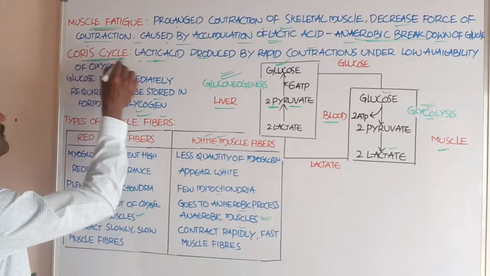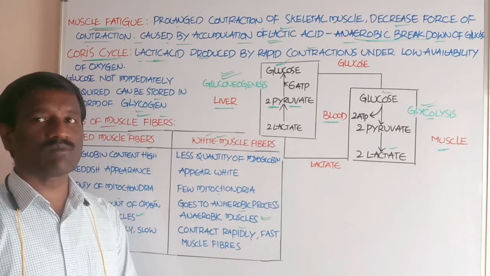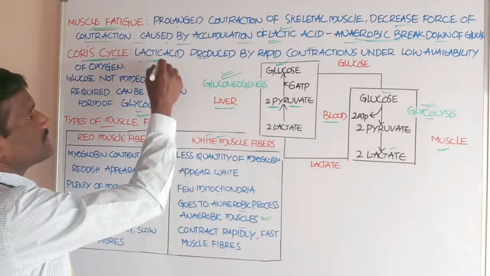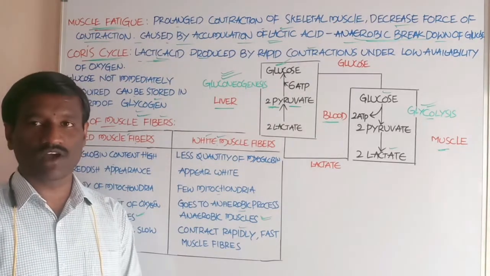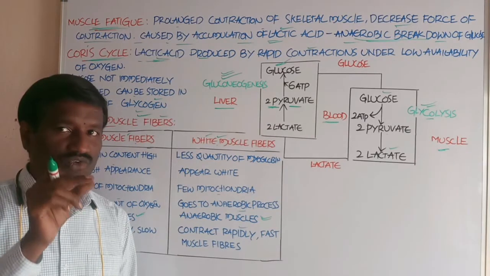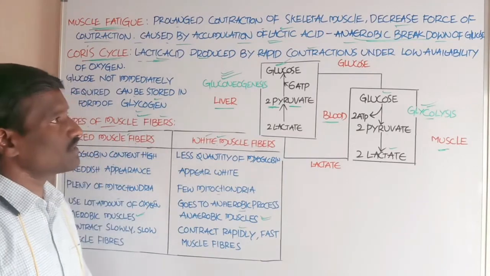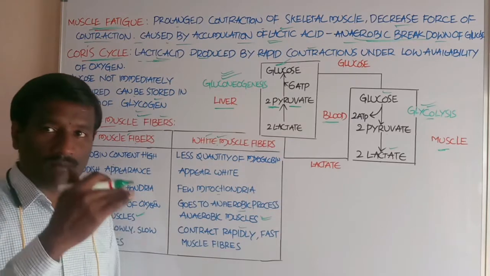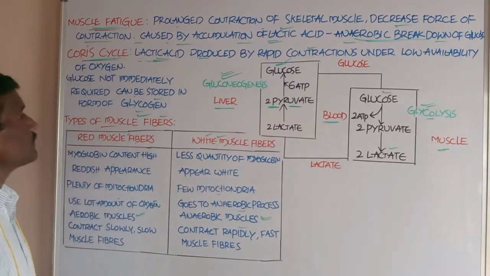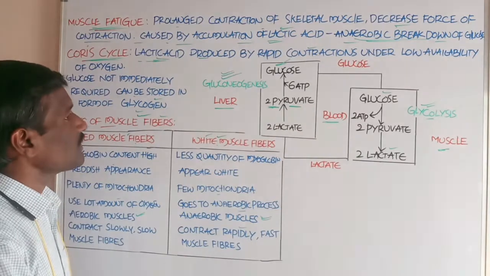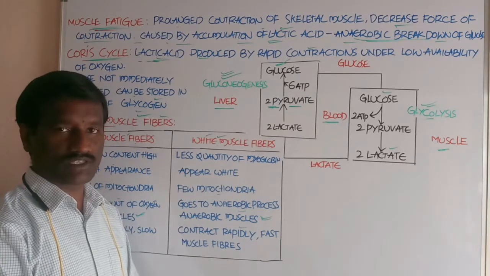And another one is the Cori cycle. It was described and developed by Cori and Cori, hence it is named the Cori cycle. Lactic acid is produced by rapid contraction under low availability of oxygen. Lactic acid is produced in the muscle when the muscle goes into anaerobic respiration. Okay, student, it is formed by rapid contraction at the time of low availability of oxygen molecules in the muscle. And this is the cyclic representation that gives information about the Cori cycle.